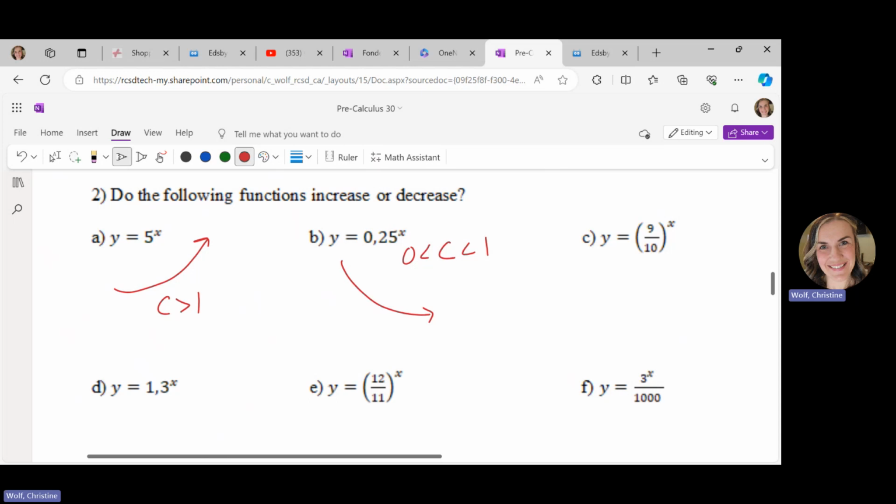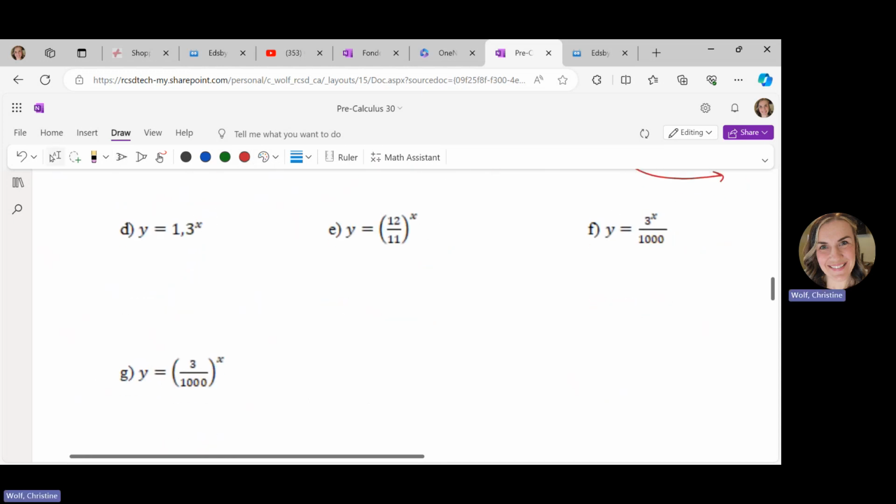Here, what about this one? Increases or decreases? It decreases because this value, if you need to convert it, is 0.9. That is between 0 and 1. So it decreases. Moving up, 1.3, it's a decimal, but it's still greater than 1. So if c is greater than 1, we are going to increase. This one, 12/11, it's a fraction, but see what that fraction is worth. 12 divided by 11 is 1 point something, so it is greater than 1. So c is greater than 1 here. We are going to increase.